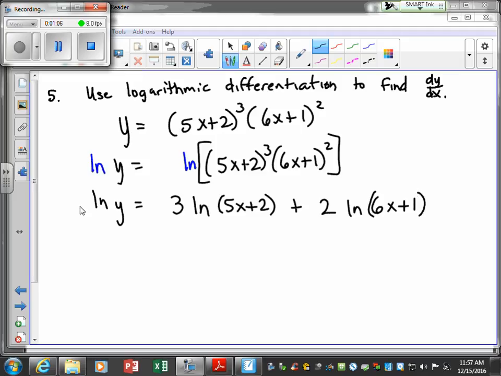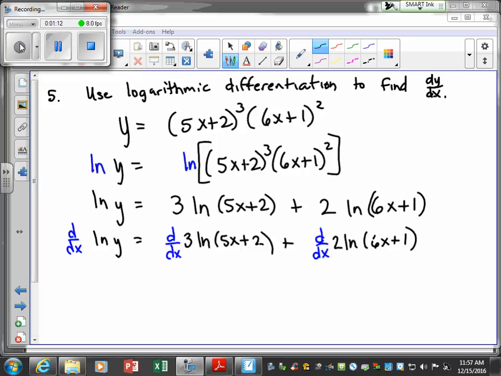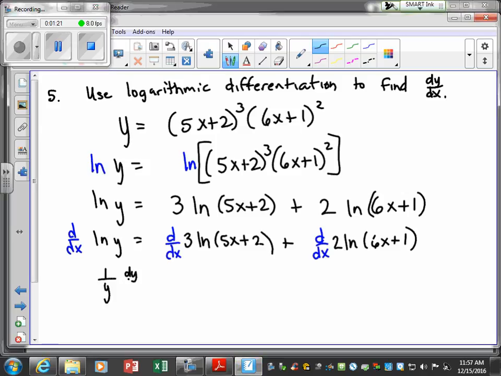Now we want to take d/dx of every term in the problem. So that's the next step. Take d/dx of each term. Okay, good. So what is the derivative of the natural log of y? 1 over y dy/dx. Good.